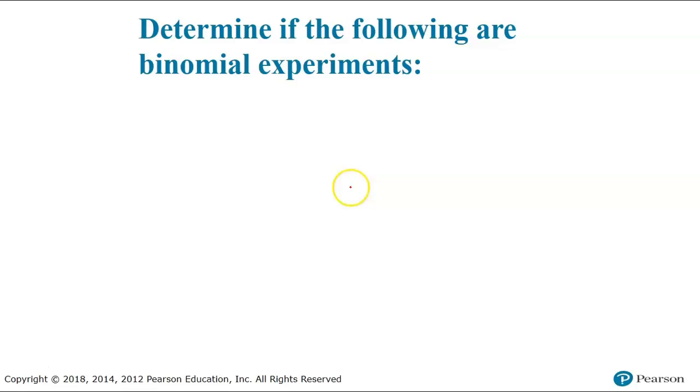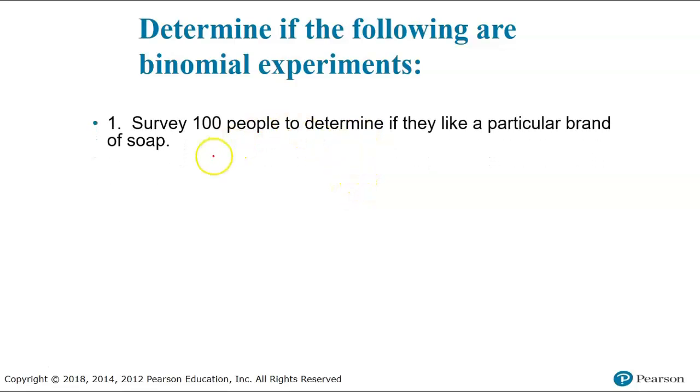Okay, so I have a few for us to talk about and go through to determine if they're binomial. So the first one would be surveying 100 people to determine if they like a particular brand of soap. So their response here would be either yes or no. So they're going to have the 2 outcomes that we talked about, the success and failure. And as far as the 100 people, 100 out of all people, then definitely we would be able to treat that as independent, whether it was or was not.